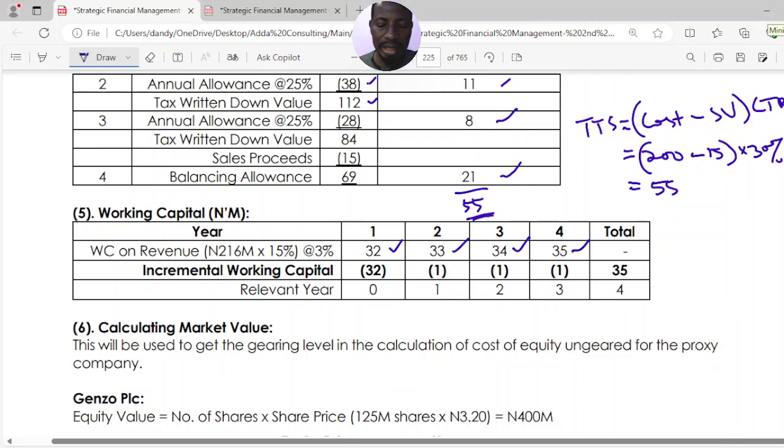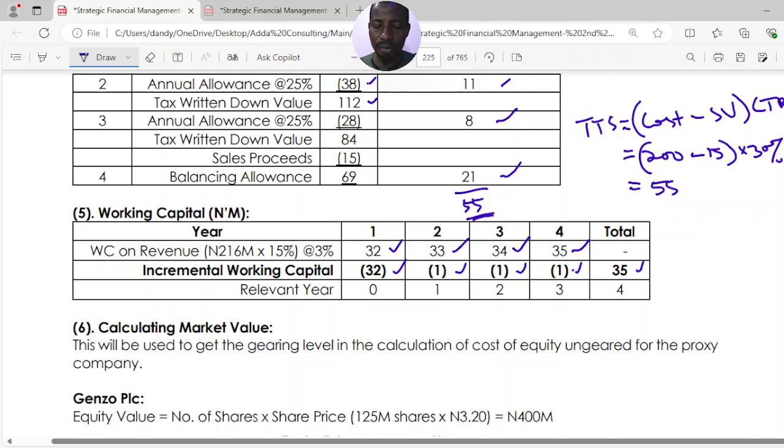So the highest working capital now is 35. It cannot be more than 35 because that's the highest number that you have. You can see that the working capital has grown from 32 to 35. Therefore, you need to find the incremental working capital. For the first year it is 32. So 33 minus 32 is 1. 34 minus 33 is 1. 35 minus 34 is 1. When you add up all the working capital, it's 35, which is, of course, consistent with the highest working capital that you have.